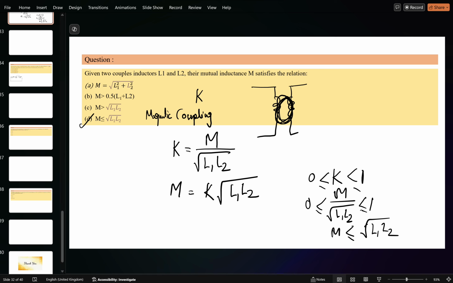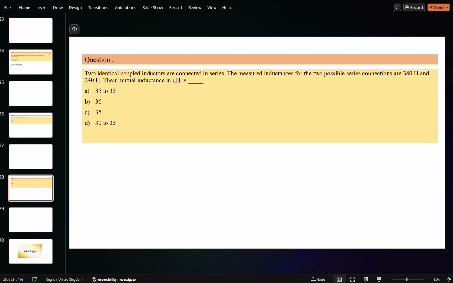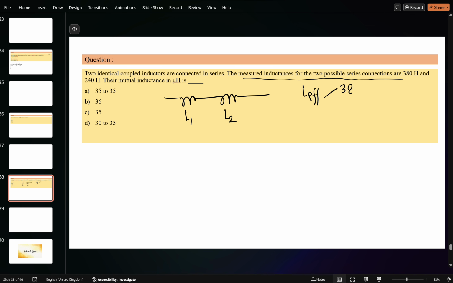One more question is there, which is the last problem. Try to see here. I will solve it, and after that you can solve it at home. The question says there are two identical coupled coils, which are connected in series. It means connected in series like this. This is L1 and this is L2. The measured inductances for the two possible series connections, that is L effective, are 380 or 240.